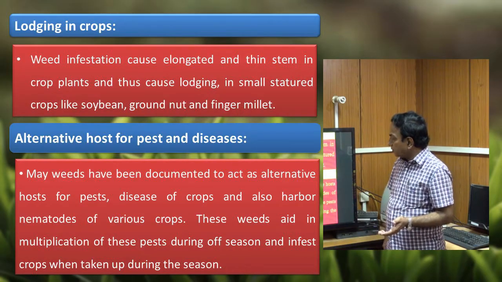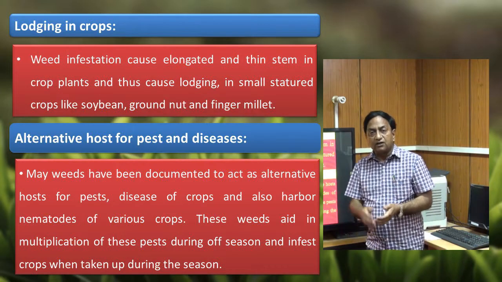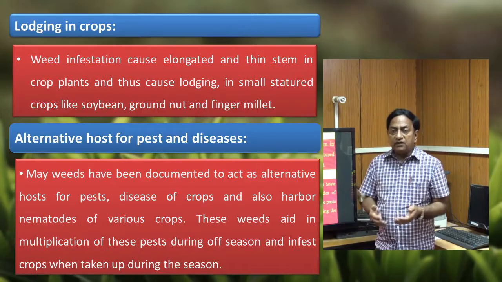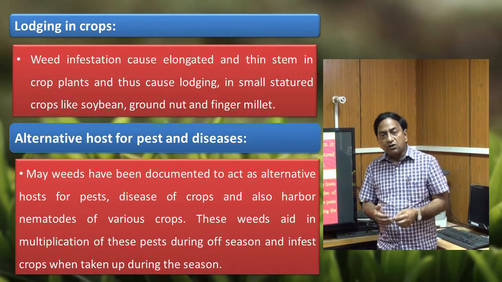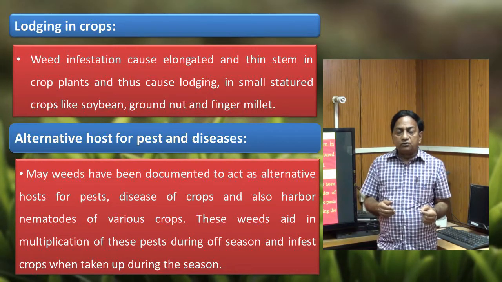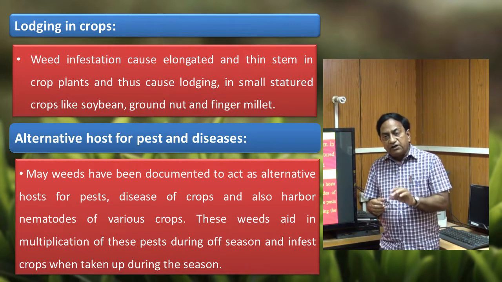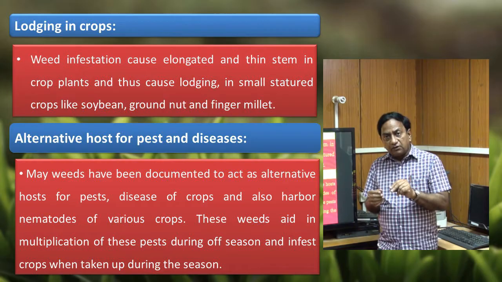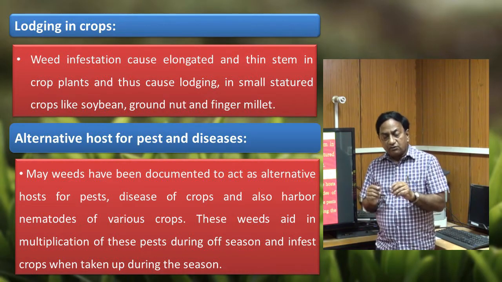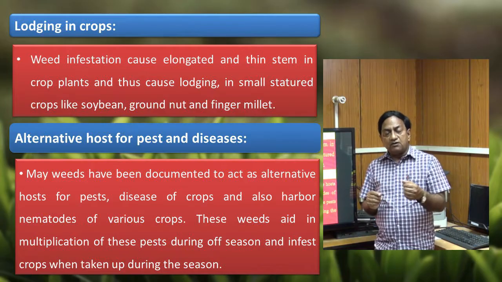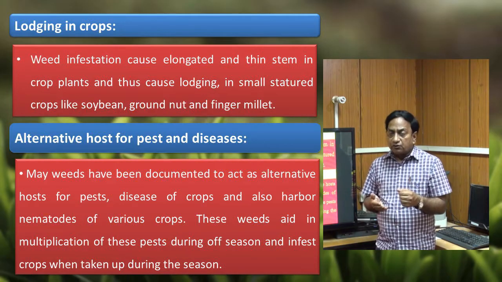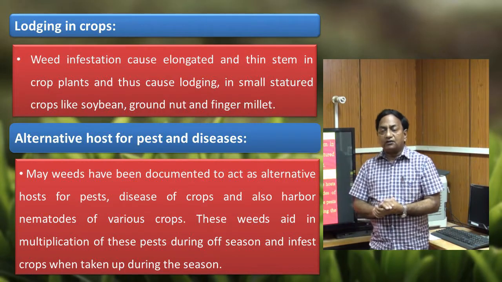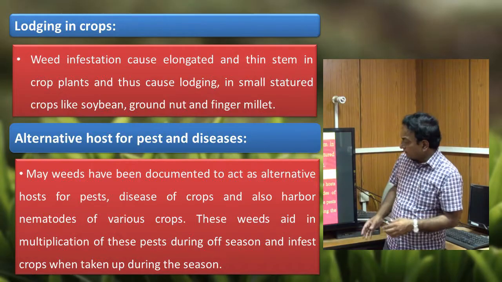Alternative hosts for pests and diseases. We have seen that if a crop field is fully infested with weeds, we will find a lot of pests and diseases occurring in the same crop, because when you observe the field very closely, you will find that weeds have eggs of various insect pests laid on them, and if you turn up the leaf, you find some eggs laid on the underside of the leaf. So they hatch their eggs on the weeds. So weeds also act as an alternative host for various insect pests and diseases.